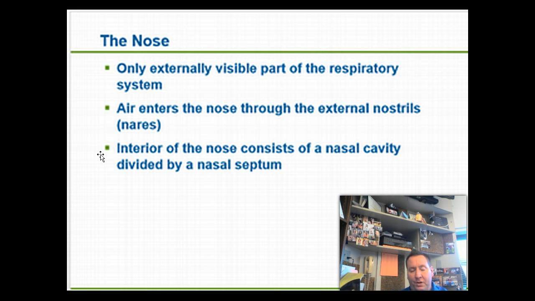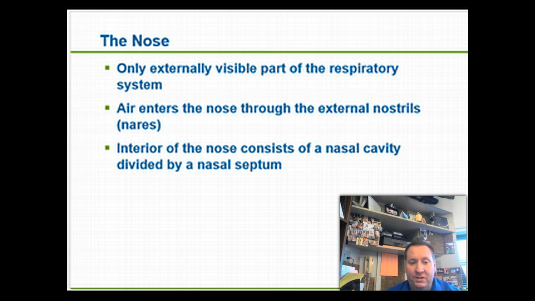The only visible portion of our respiratory system is the nose that we see. Air is going to enter the nose through the nostrils. The nostrils are also called nares. The interior of the nose consists of a nasal cavity. The nasal cavity is divided by a septum.